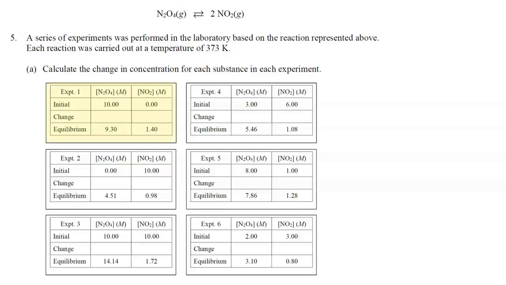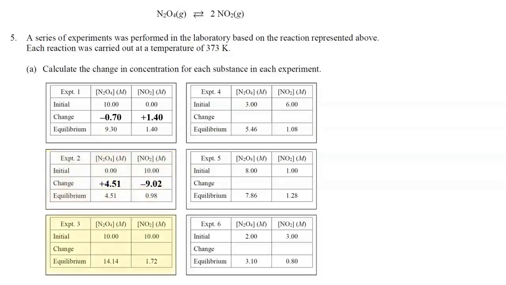So experiment number 1, the difference between 10 and 9.3 is 0.7, so it's decreasing by 0.7, and the difference obviously between 0 and 1.4 is 1.4, so it's increasing by 1.4. In that experiment, we started with reactant only and no products initially. So the reactant went down by 0.7 and the product went up by 1.4. In experiment number 2, we start with no reactants and all products. So the change for the N2O4, the reactant, it increased by 4.51, and the change in the concentration of the product, NO2, it decreased from 10 to 0.98. That's a difference of 9.02. So the reactant increased by 4.51, and the product decreased by 9.02.